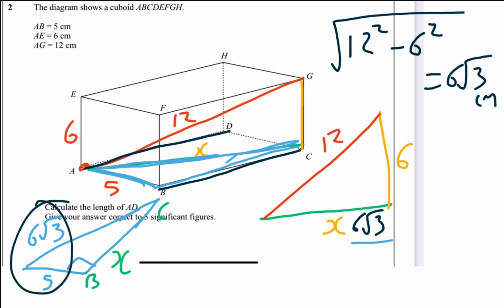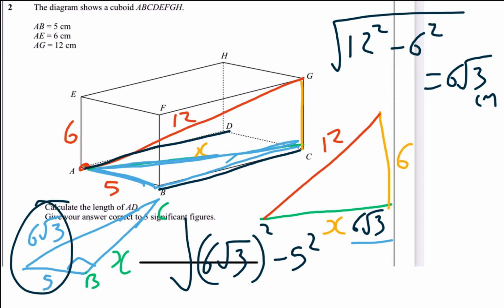So if I work out BC, it is the same value as AD. Again, I can use Pythagoras' theorem on this. It's going to be 6 root 3 squared minus 5 squared, and square root the whole thing. It's a takeaway because we're working out a short side. If you do that, it should give you the value of BC, which is the same value as AD, which should equal 9.11 centimeters to 3 significant figures.